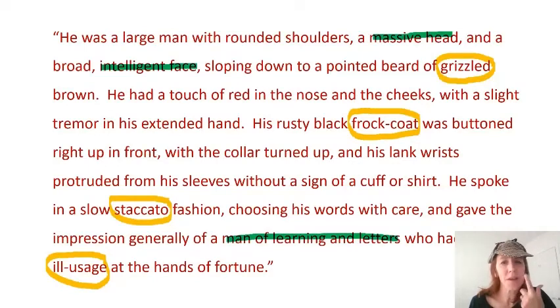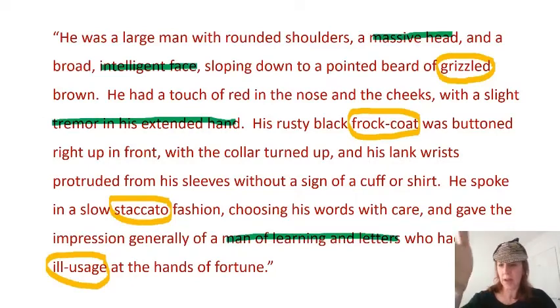His face was sloping down to a pointed beard of grizzled brown. We'll have a look at grizzled. Wonder what that might mean. He has a touch of red in the nose and cheeks, with a slight tremor in his extended hand. So his hand is out, about to shake our hand, but it's shaking. I wonder why it's shaking.